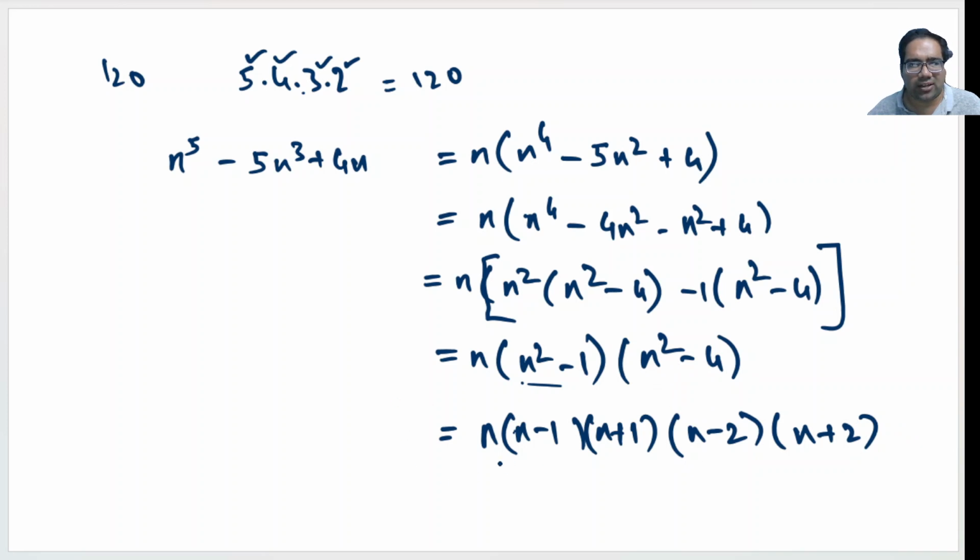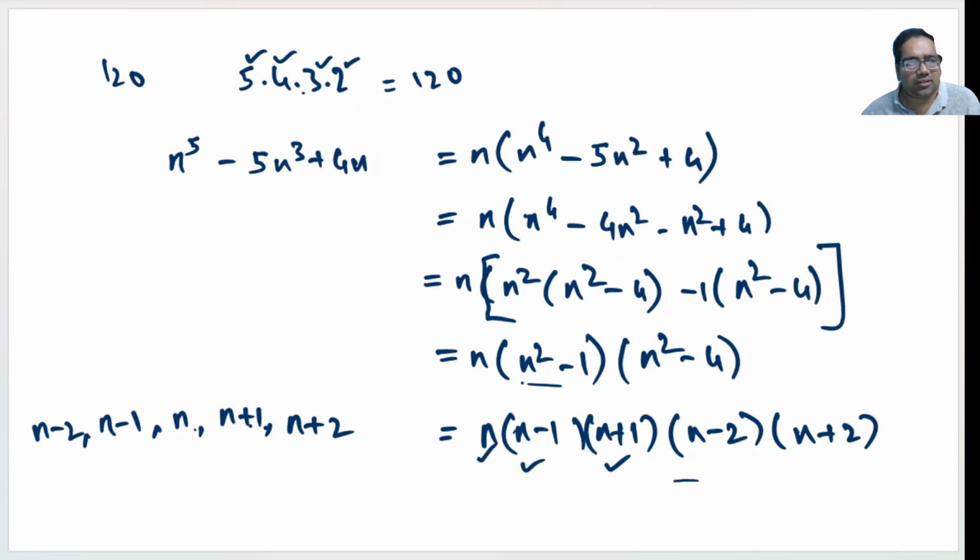Now if you closely observe, we have got 5 numbers: n minus 1, n plus 1, and n minus 2, n plus 2, along with n. All 5 will definitely be consecutive numbers: n minus 2, n minus 1, n, n plus 1, n plus 2. These all 5 must be consecutive numbers.